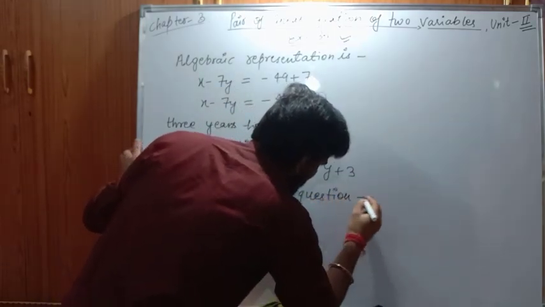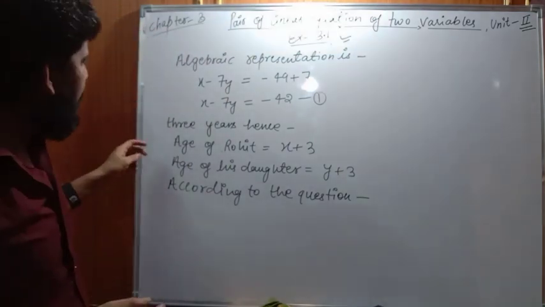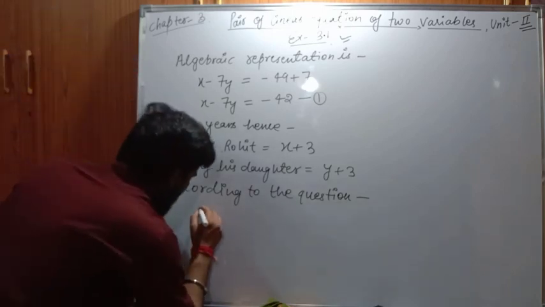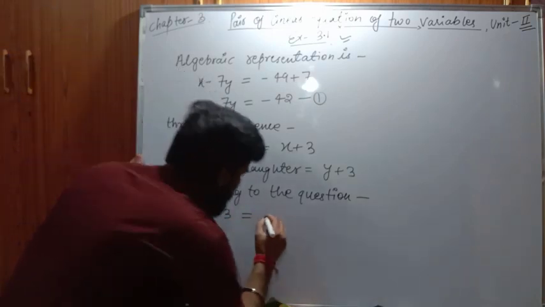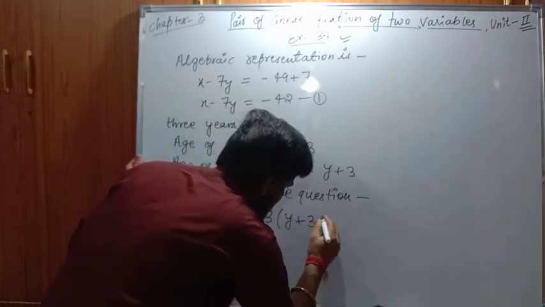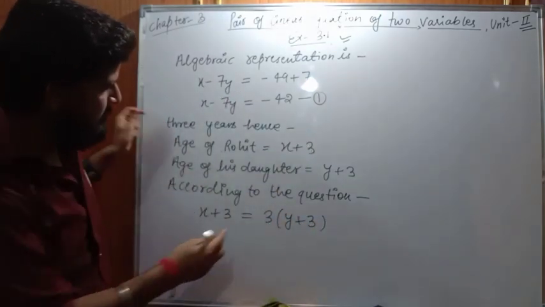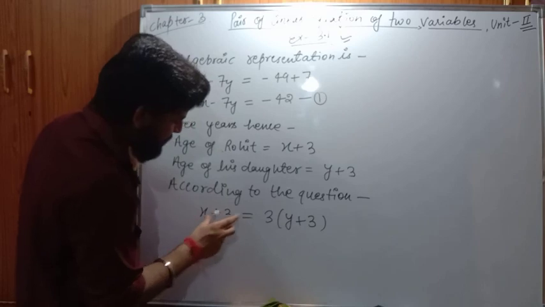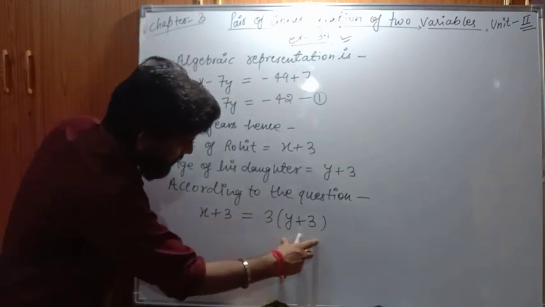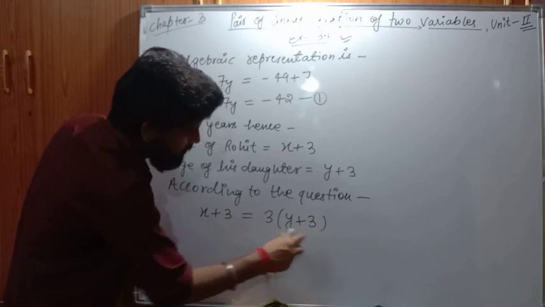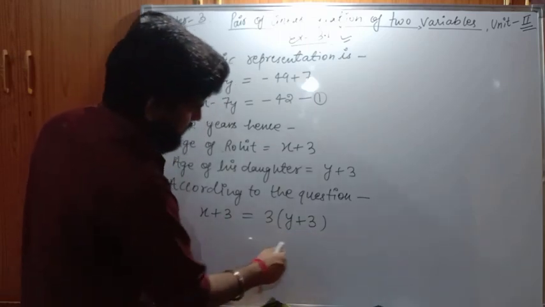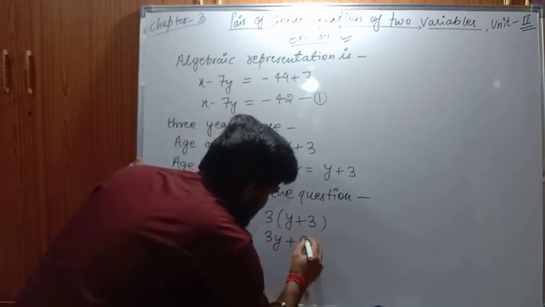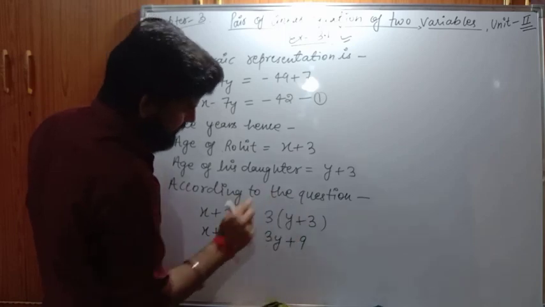So in the second scenario, it was given that the age of Rohit will be 3 times the age of his daughter. So x plus 3 is equal to 3 multiplied by y plus 3. Okay, we always multiply in the lower age. So here this age is already lower. So if we want both the LHS and RHS parts to become equal, we multiply in the age of his daughter. So x plus 3 equals 3y plus 9. 3y and 3 threes are 9.